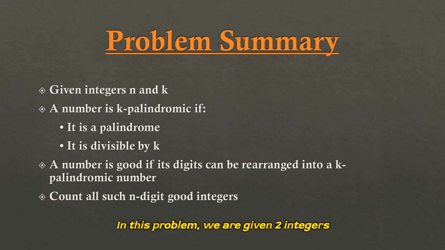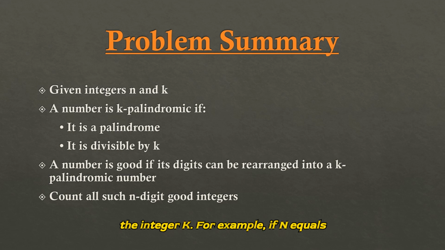In this problem, we are given two integers n and k. Our goal is to count how many n-digit integers are considered good. But what defines a good integer? An integer is good if we can rearrange its digits to form a number that meets two criteria. First, it must be a palindrome, meaning it reads the same forward and backward. Second, it must be divisible by the integer k.